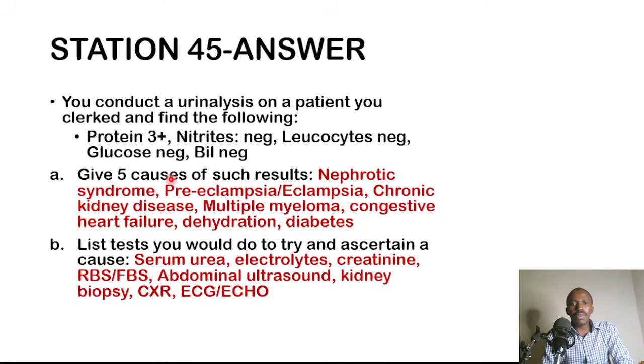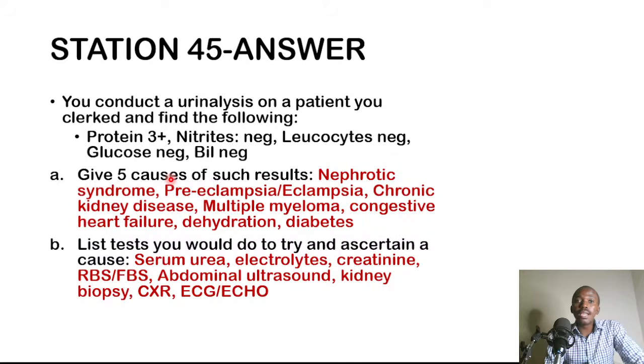Preeclampsia and eclampsia can cause proteinuria. Chronic kidney disease can cause proteinuria. Multiple myeloma can cause proteinuria. Congestive heart failure can cause proteinuria. Dehydration and even diabetes can all cause proteinuria. So these are just some of the important causes of proteinuria that you really need to take note of.